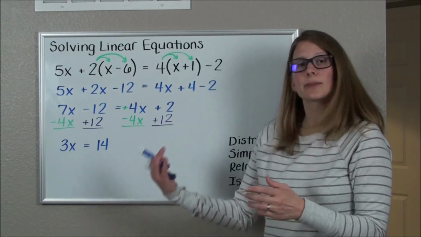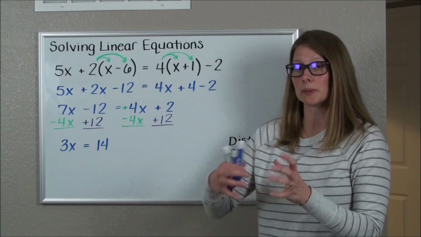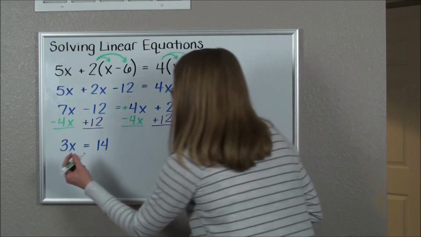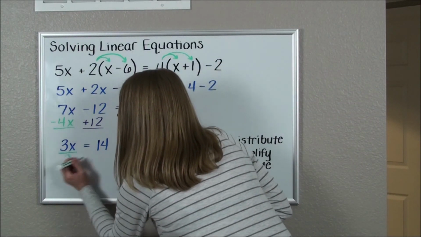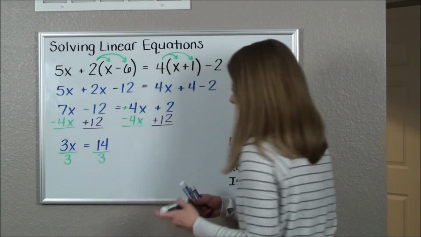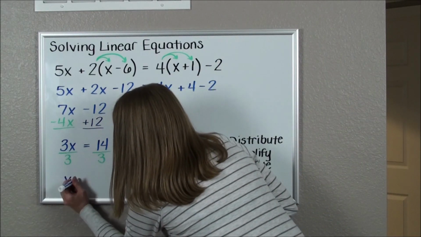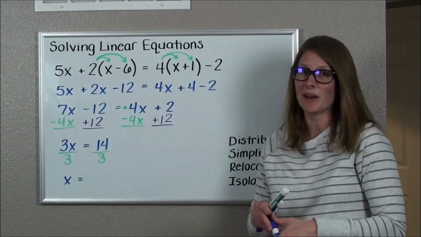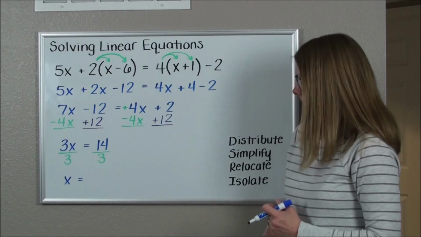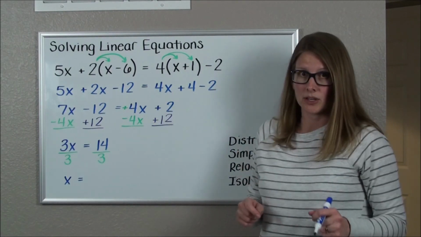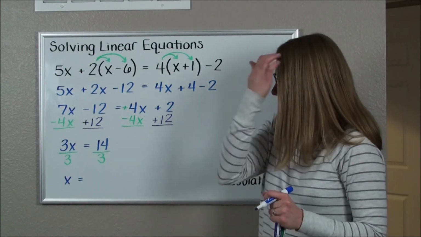isolate. I see that 3 is attached to the x using multiplication, so I'm going to detach it with division, which is fine as long as I do the same thing to both sides. So 3x divided by 3 is x, and then on the right side, 14 divided by 3 is not going to be nice. It is going to be a fraction, but we do want to make sure it's a reduced fraction, so let's just double check this one.